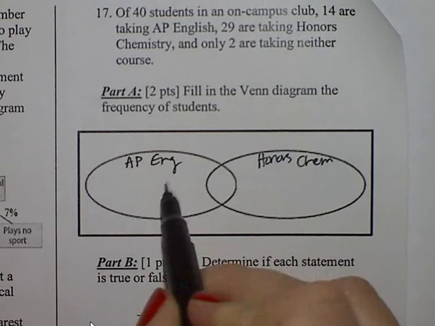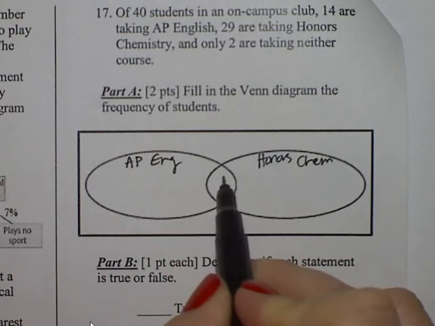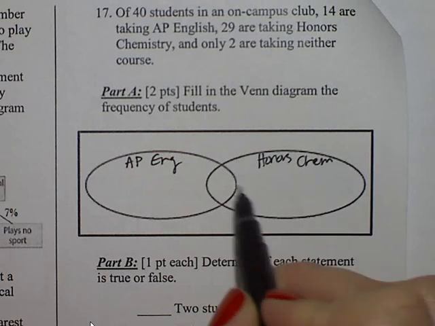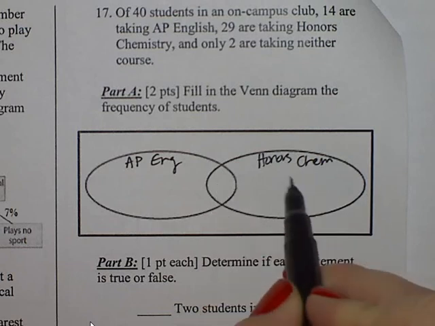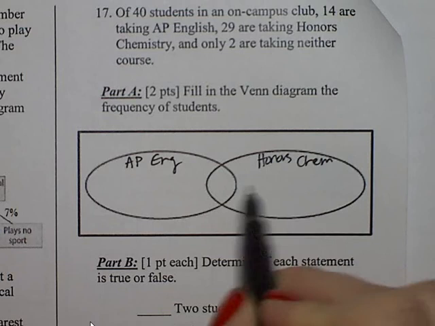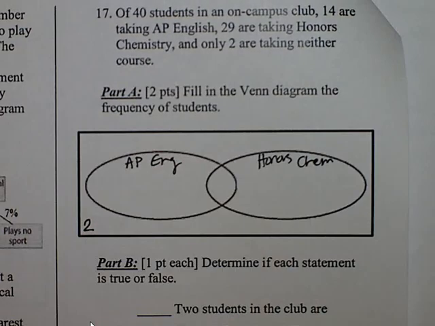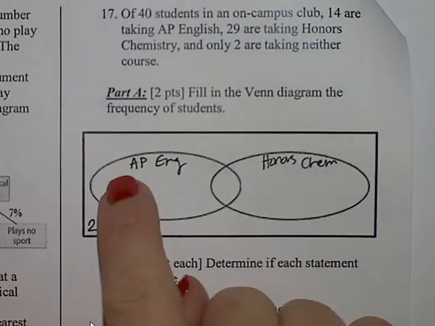That means between this section and the overlap, they have to add up to 14. And likewise, we have 29 in chemistry, so between this overlapping section and to the right, they have to add up to 29. Now there's 2 that take neither, so put 2 right here. So if 2 of the 40 are not even in AP English or honors chemistry, that leaves us with 38 in this section. Does everybody understand that fact?